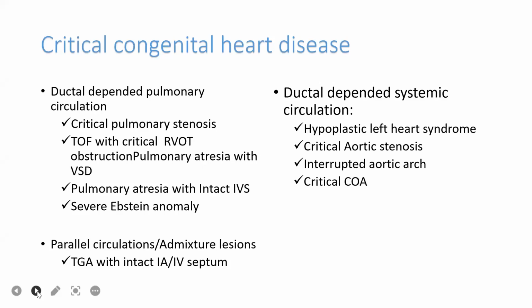Then you have lesions in which the ductus is important to ensure there is continuous circulation into the aorta. This includes hypoplastic left heart syndrome, critical aortic stenosis, interrupted aortic arch, and critical coarctation of the aorta. Then the last group is where there is parallel circulation. Let me explain what this means.